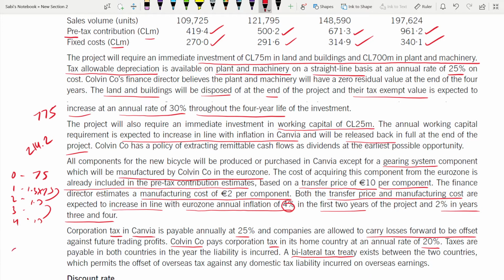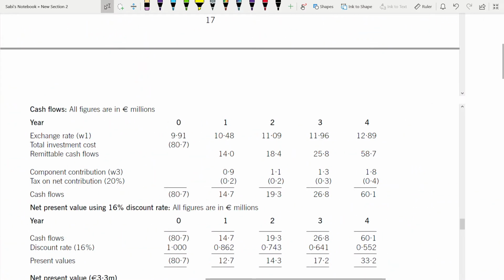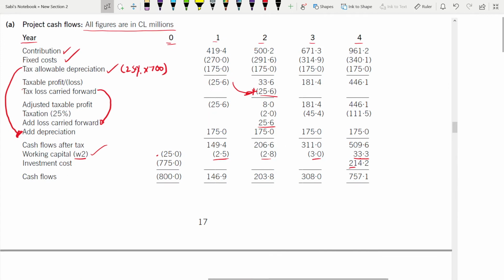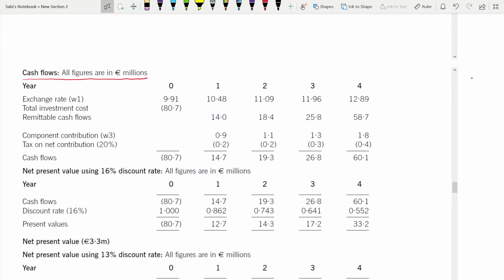I will write it here for you. 75 into 1.3 to the power 4. It is 214.2. This is the value for year 4, that is the value you have. That's why you are getting 214.2. Okay. Then with the cash flows, all figures are in, now you have to write the figures in euro. In your home country, you are converting it. So now that exchange rate, what you did in working 1, just put it and convert it. That's it. You have even written work 1.